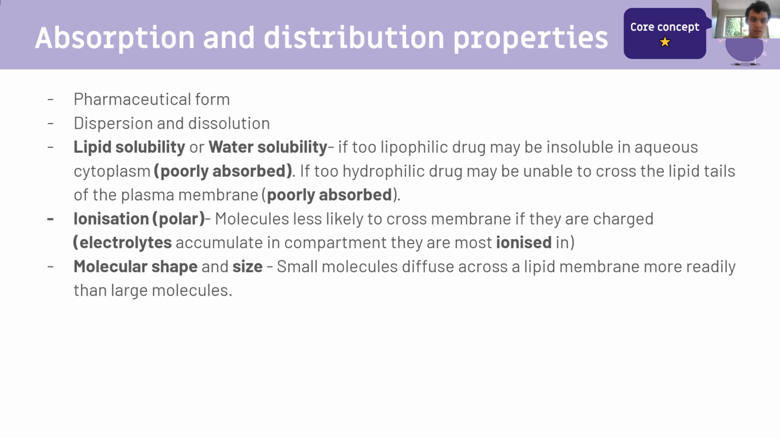Ionization: if a drug has a charge, that means the drug is polar, and a cell membrane is nonpolar. Polar and nonpolar won't interact, so molecules are less likely to cross the membrane if they are charged. This is a key concept we'll come back to, and often they'll accumulate. If electrolytes are ionized, they'll just accumulate in a compartment instead of having an effect. And also the molecular shape and size. As you remember from really early on, cells 1, cells 2 lectures, small molecules will diffuse across the lipid membrane more rapidly than large molecules.